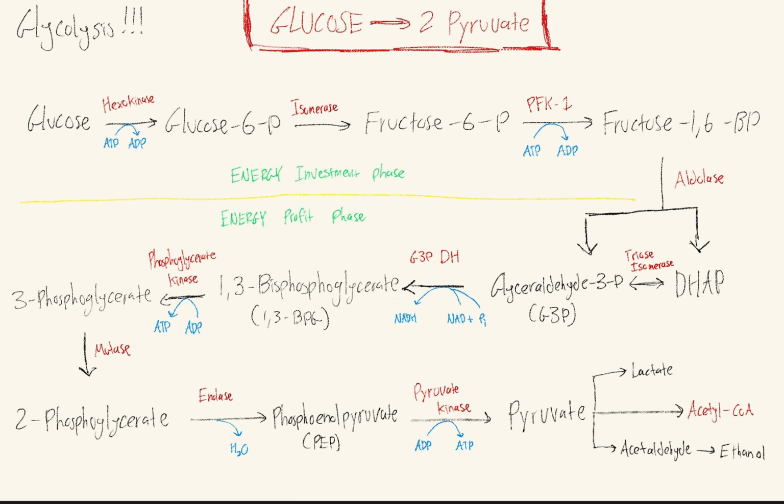From here, 1,3-BPG is going to turn into 3-phosphoglycerate through the enzyme phosphoglycerate kinase. And again, a light bulb should be going off in your head when you hear the word kinase. We are transferring a phosphate group to something, and that something is ADP. When we transfer a phosphate group to ADP, we get ATP. And this creates the first of 2 ATP molecules in this cycle. And this type of phosphorylation is known as a substrate-level phosphorylation.